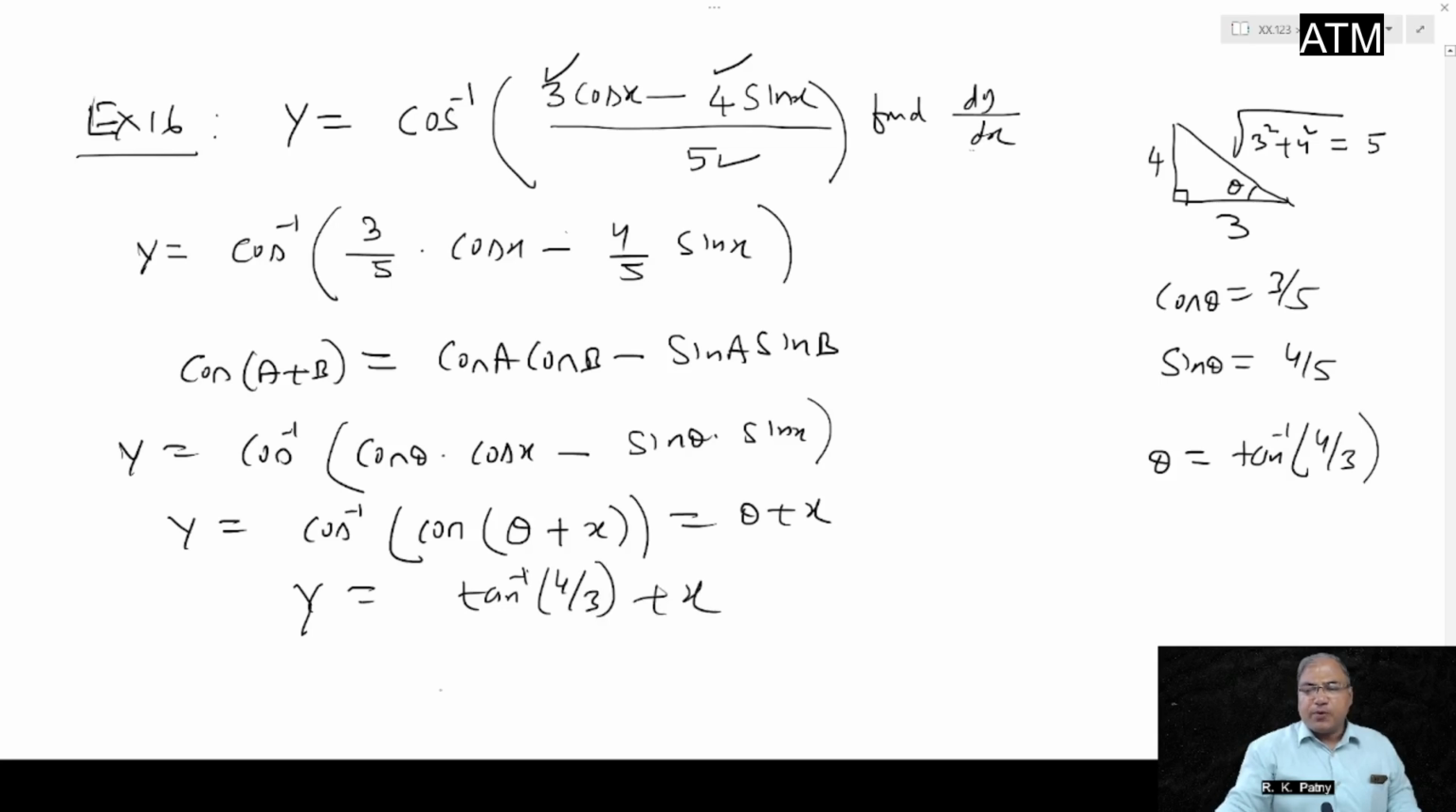Tan inverse of 4 upon 3 is a constant. Derivative of constant is 0. Therefore dy by dx equals derivative of tan inverse 4 upon 3, which is 0, and derivative of x equals 1. So what is the final answer? dy by dx equals 1.